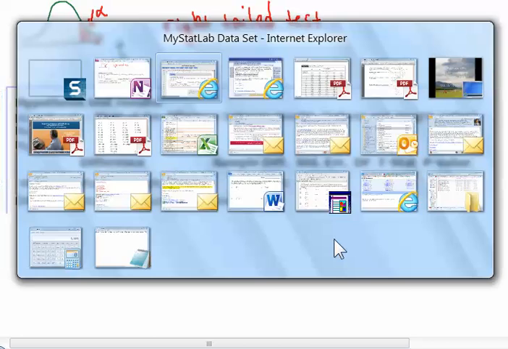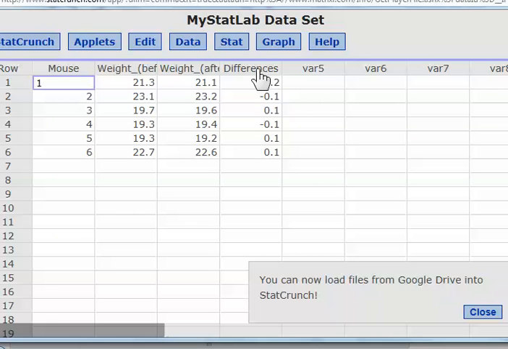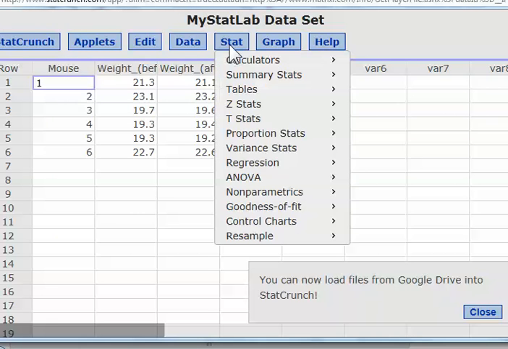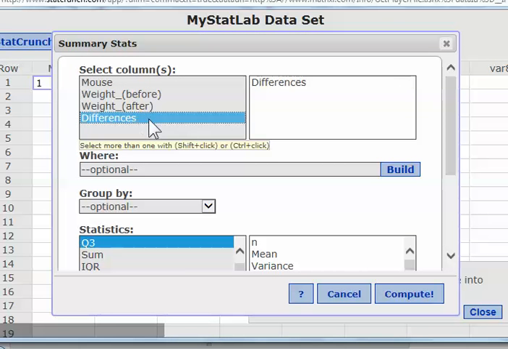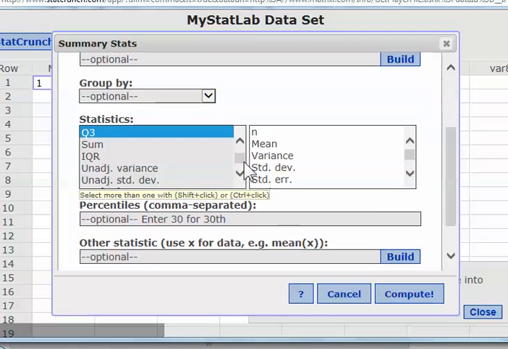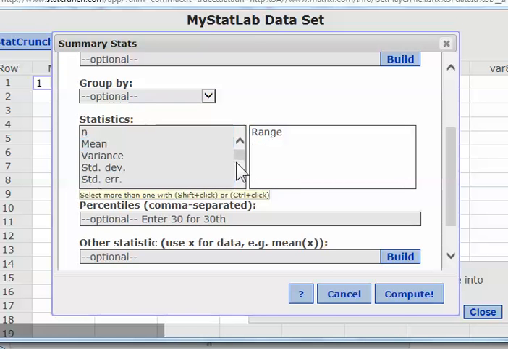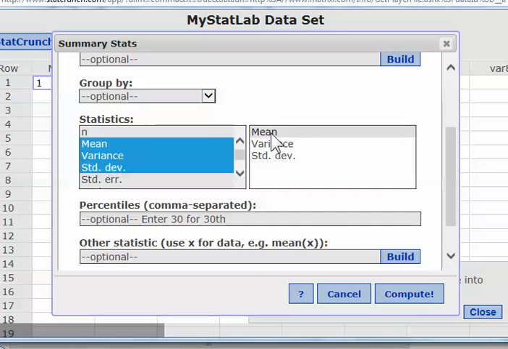But right now, I'm going to go to the list where the differences are. I'm going to use Stat, Summary Statistics on that column of differences. You don't really need all of this stuff, but you need the mean and the standard deviation. So if you want, you can uncheck some of these. I'll click on mean and hold down to standard deviation. Just get all three of them in there. We don't need variance.